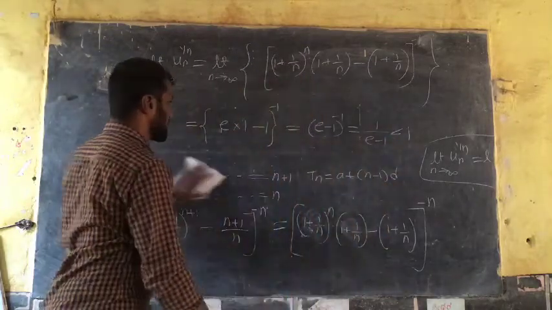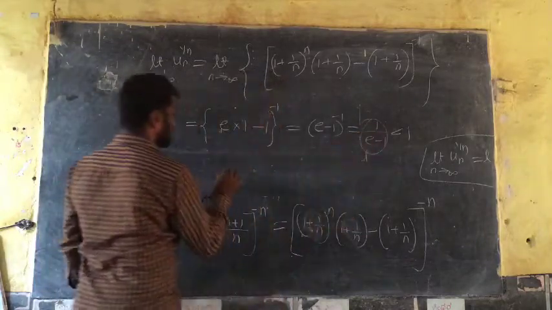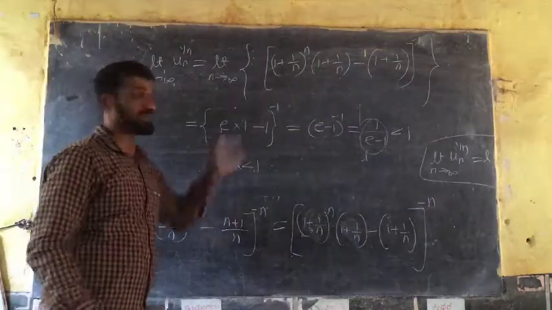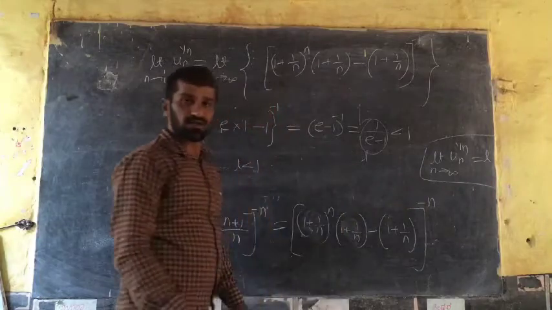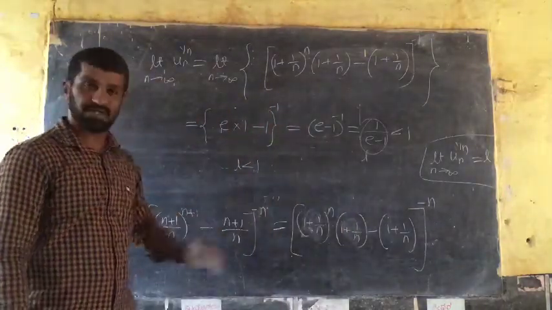So this is L, right? Therefore L is less than 1. If L is less than 1, then by the Cauchy root test this series is convergent. Hence, this series is convergent. Thank you.